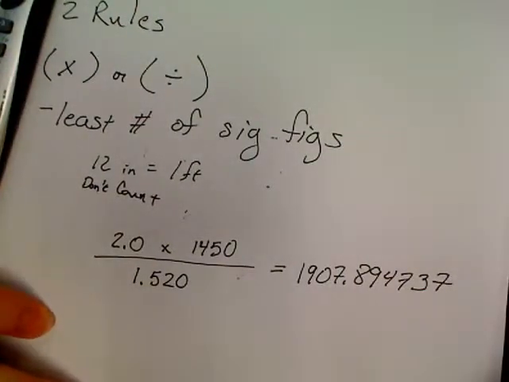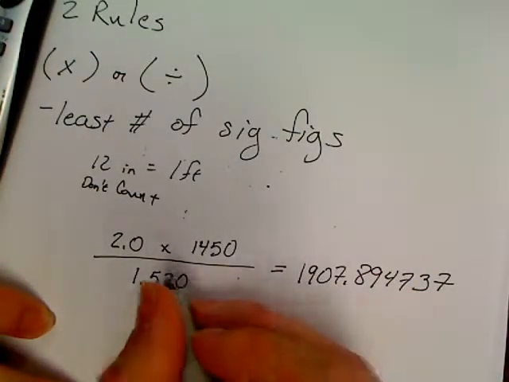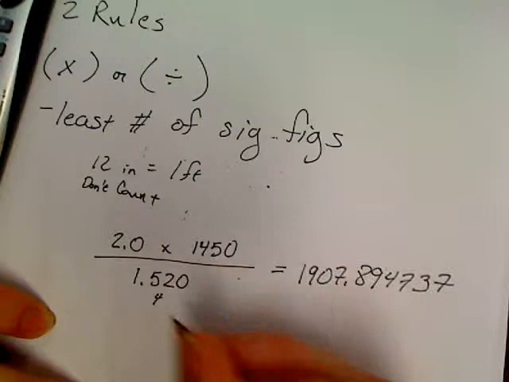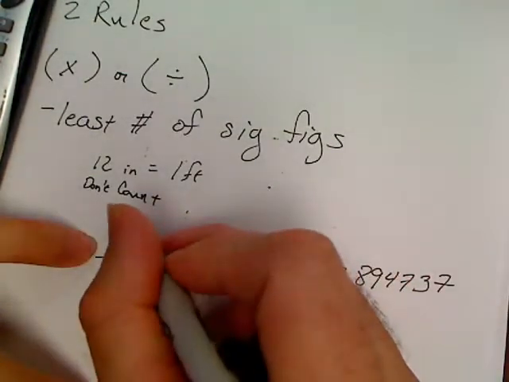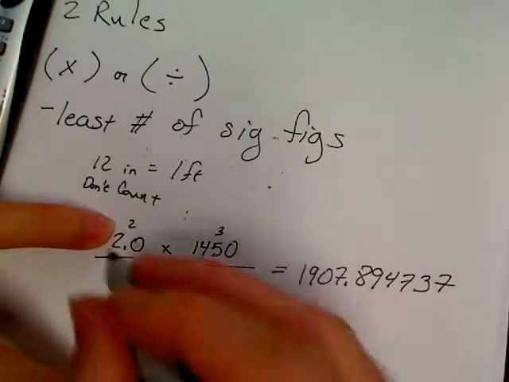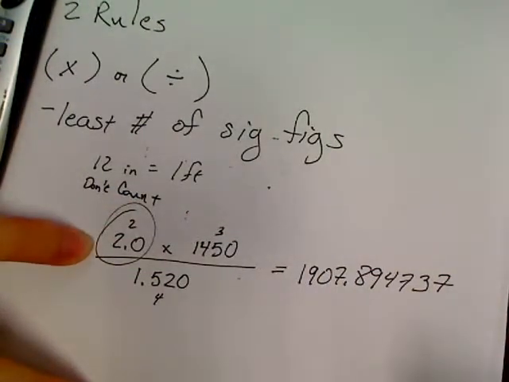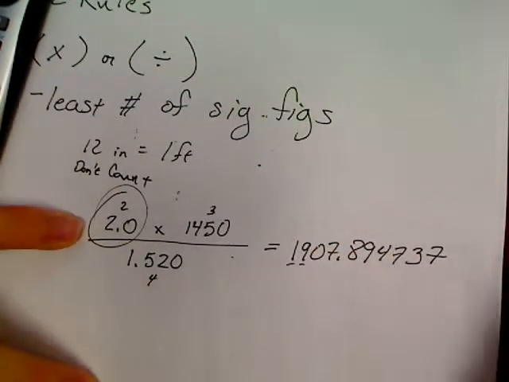Now we would not go with all those numbers. You have to go with your least number of sig figs. So in this problem, this number here has 4 sig figs. This number has 3 sig figs. 2.0 is 2 sig figs. So your answer can only have 2 sig figs in it.